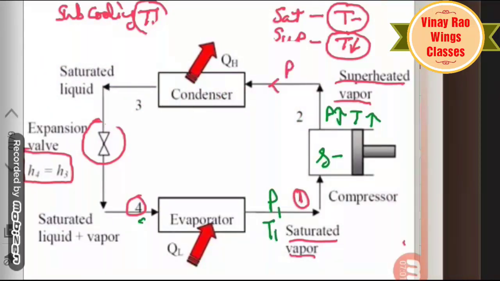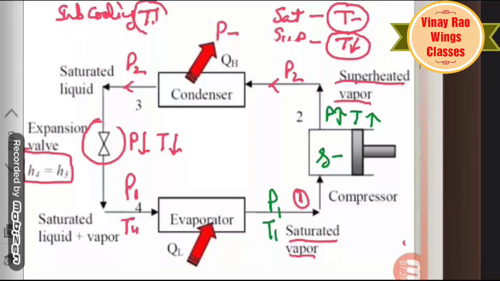Here the pressure is P2. This is a constant pressure process. That means at point number 3, the pressure is P2. After this, there is an expansion process. Expansion takes place, due to which there is a huge decrease in pressure and a huge decrease in temperature. That means at point number 4, we got the pressure P1 and temperature is T4.